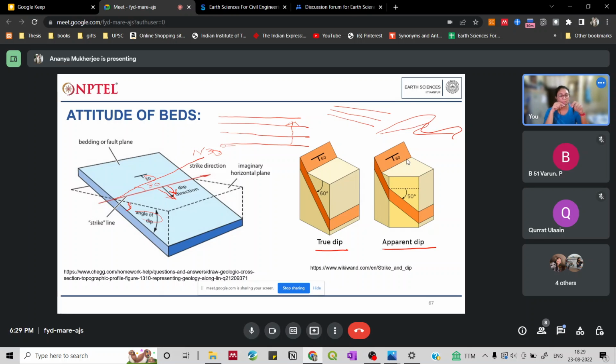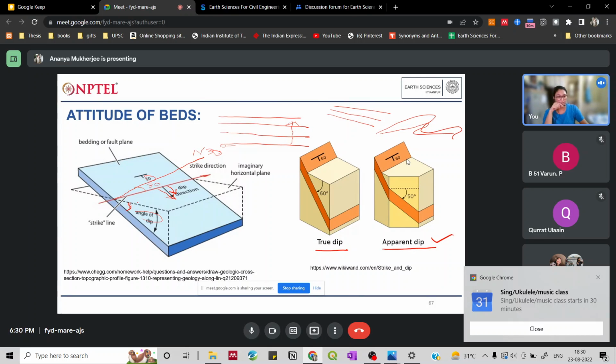called true dip. And suppose on top you do not get the exact bedding plane that we have, or it's not smooth. So on field when we go we actually measure apparent dip. Okay, so apparent dip can be in any direction, any other direction, other than the true dip. Any of these directions you can see, this is called the apparent dip.